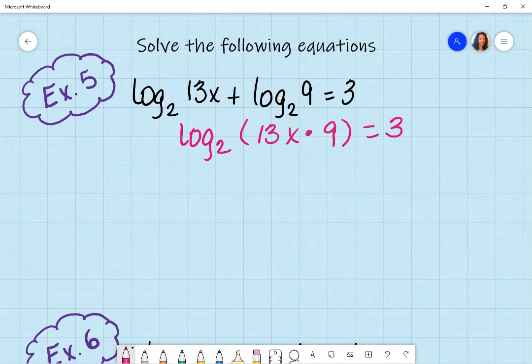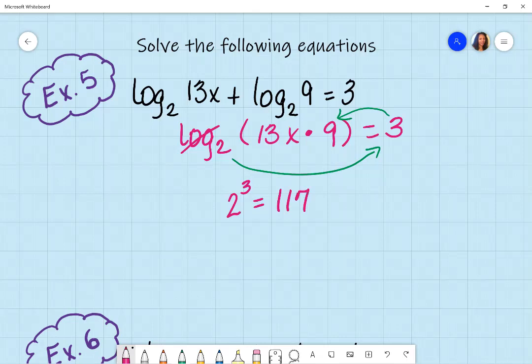And you can just go ahead and change it to exponential form, which is what I'm doing here. This is now 2 raised to the 3rd power is equal to 13x times 9, which is 117x. I'm just multiplying the 13 times 9, and then the x is after it. Divide both sides by 117.